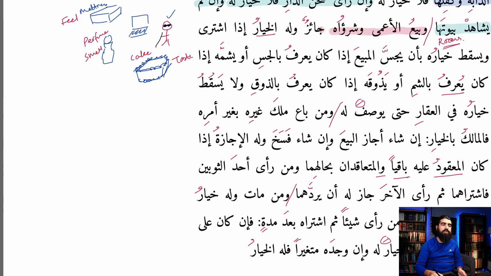and his buying are both jaiz. Walahul khiyar, and he also has khiyar. How is that? Idha ishtara, when he buys, وَيَسْقُطْ خِيَارُهُ, and his khiyar drops, بِأَن يَجُسَّ, such that he touches the product, إِذَا كَانَ يُعْرَفُ بِالْجَسْ, if it's known by touching, or يَشُمَّهُ, he smells it, إِذَا كَانَ يُعْرَفُ بِالشَّمْ, when it's known through smell, or يَذُوقَهُ, he tastes it, إِذَا كَانَ يُعْرَفُ بِالذَّوْقِ, when it's known through taste. Like cake.